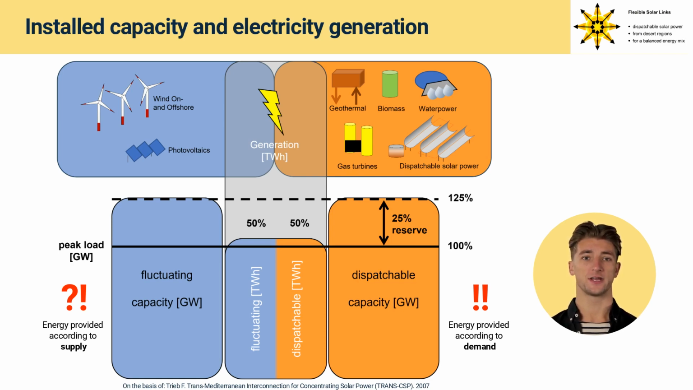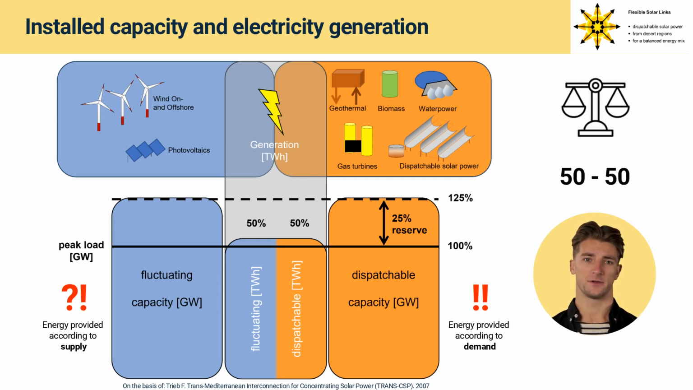These capacities can generate each around 50% of the energy demand to cover the demand without excessive overgeneration or gaps. Therefore, we speak of a balanced energy mix with 50% fluctuating capacity and generation and 50% dispatchable capacity and generation. A 50-50 energy mix. This balanced energy mix can reach a share of around 100% renewable energy.